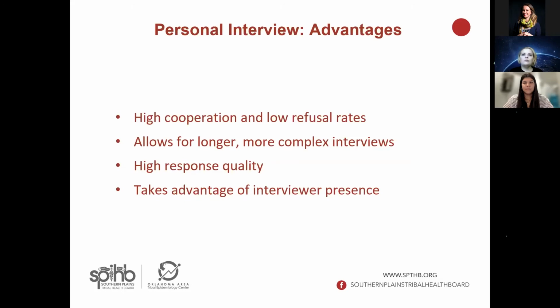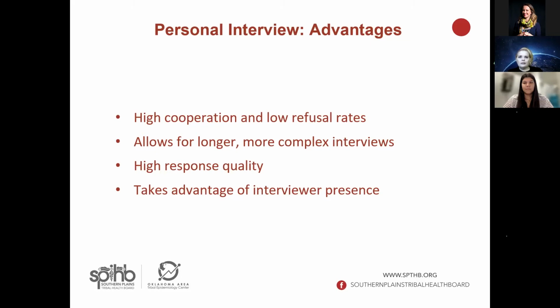So the advantages of a personal interview: you get high cooperation and low refusal rates. It's a lot harder to tell someone no to their face. It's easier to ignore the phone or not answer an email or not go to the link that you provide them. So there's usually higher cooperation and lower refusal rates. And you can also ask longer questions, and people are more likely to respond, instead of having to write an essay or just hanging up the phone on you.